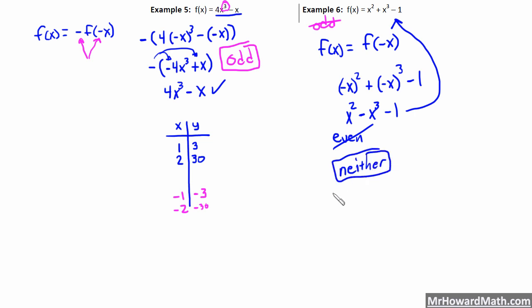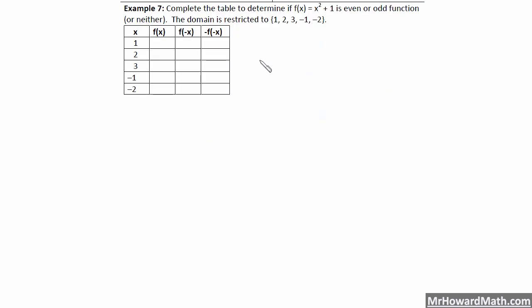All right, next example. All right, so we have example 7. Complete the table to determine if f of x equals x squared plus 1 is even or odd or neither. The domain is restricted to 1, 2, 3, negative 1, negative 2. Okay, so we just need to evaluate x squared plus 1 and then f of negative x of this and negative f of negative x of this, at x values of 1, 2, 3, negative 1, negative 2.